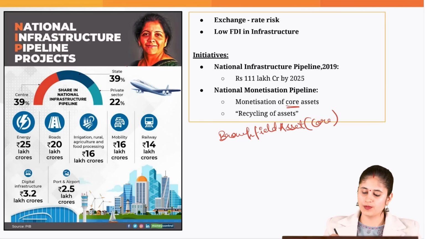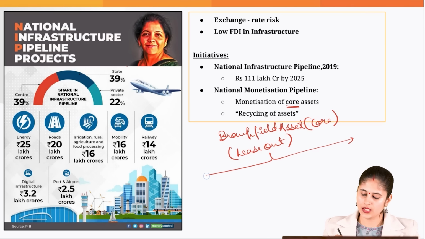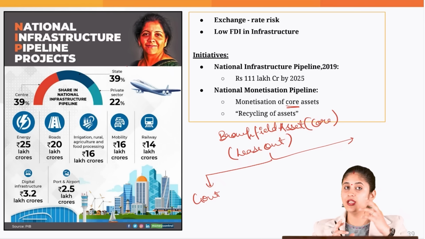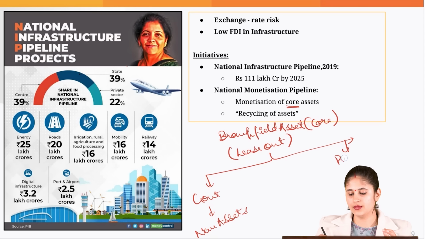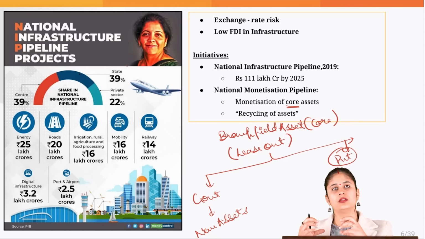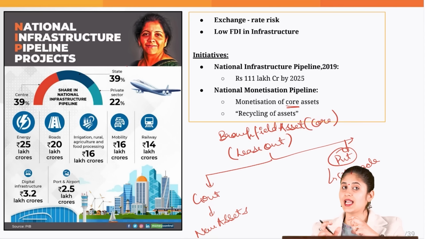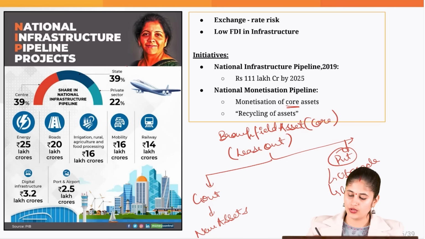Now what would the government be doing? The government would lease out this particular asset to the private sector. Now in return, what would the government be getting? Some upfront money, and by using that upfront money, the government can again create new assets, new core assets. And when it comes to the private sector, after getting that core asset, what does the private sector have to do? It has to upgrade that particular asset, and since it has upgraded that asset, the private sector is now allowed to levy a user fee.